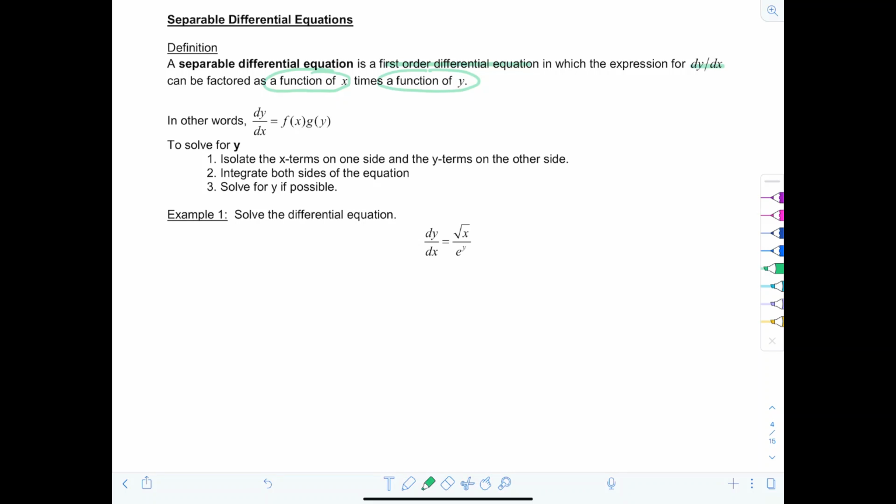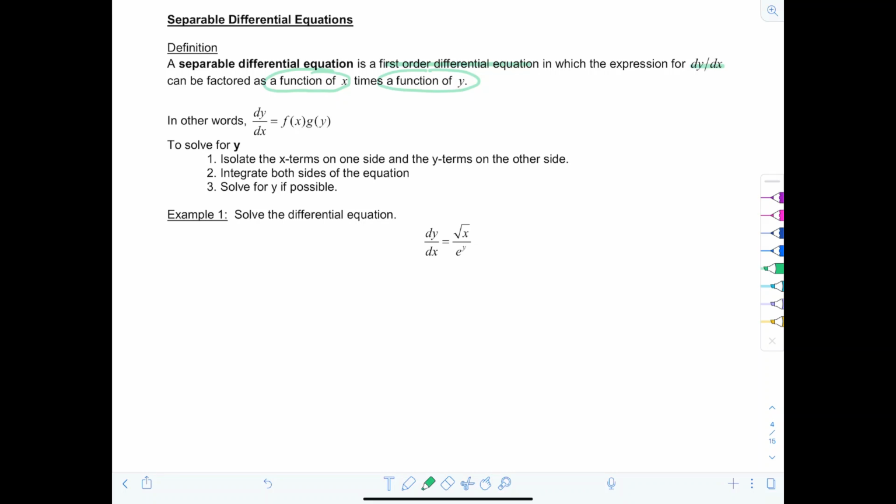And then in order to solve for y, to find the solution to the differential equation, you're going to isolate all the terms with x on one side of the equation, move the dx over there, and then put all the y terms on the other side, the dy over there with it. You're going to integrate both sides of the equation, and then if possible, try to isolate or solve for y. All right, so let's look at some examples.